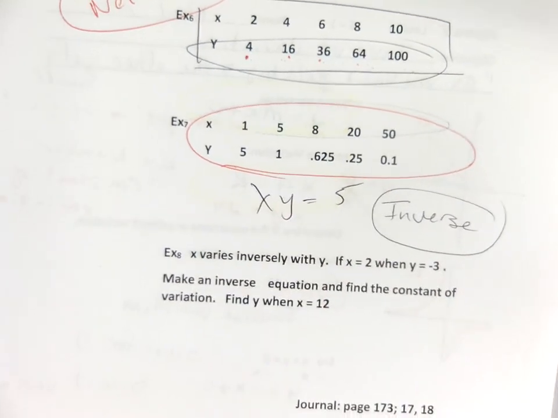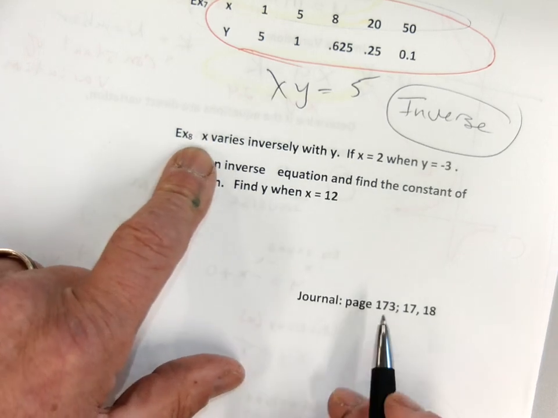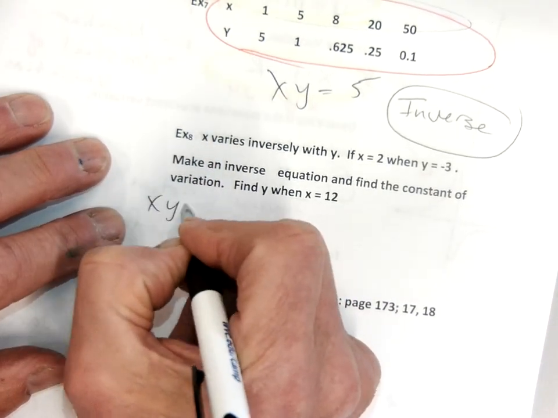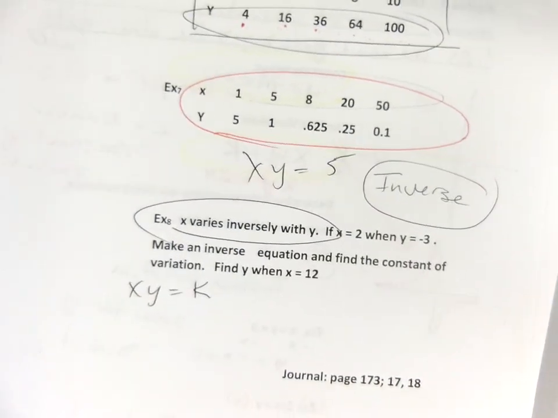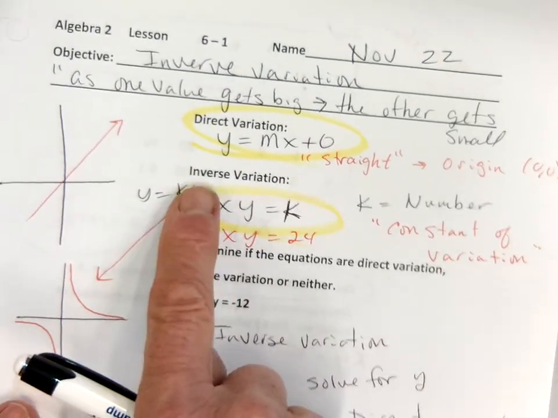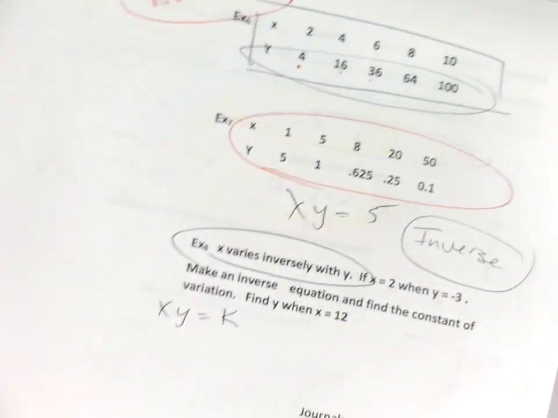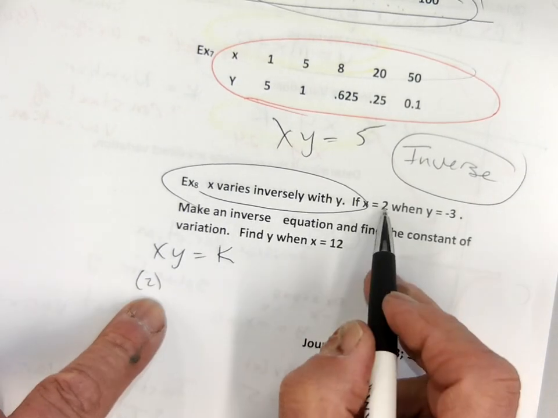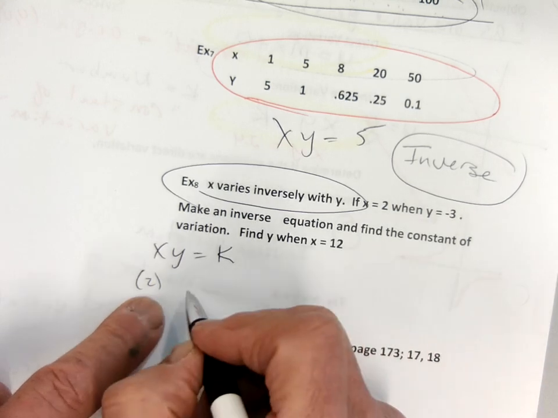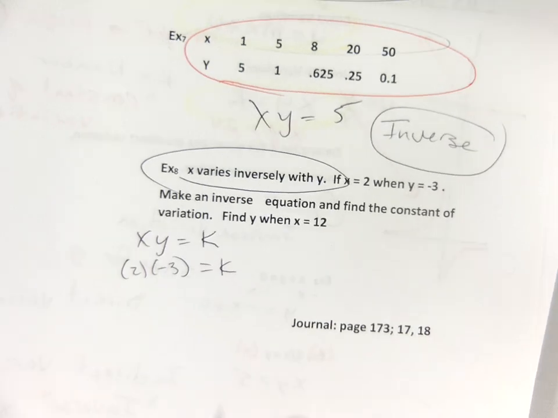Tricky, huh? Okay, now, a little bit of a word problem, but not hard. X varies inversely with y. So we're going to go x times y equals some number, k. Why am I doing that? Because if it varies inversely, x times y equals some number. Now, here's what I know. When x is 2, so I put 2 in for x, and y is -3, then I can find that value of k, can't I? Well, that's easy. It's just -6, right?